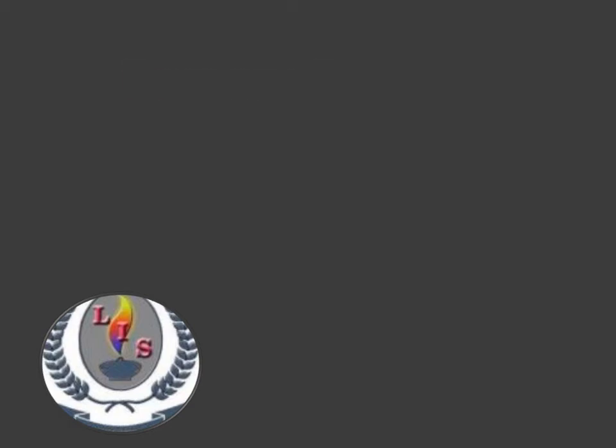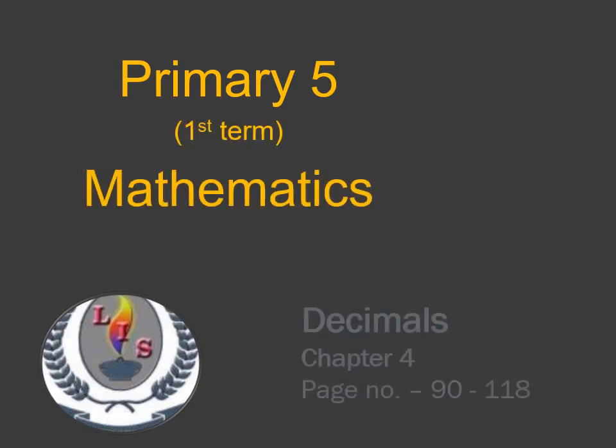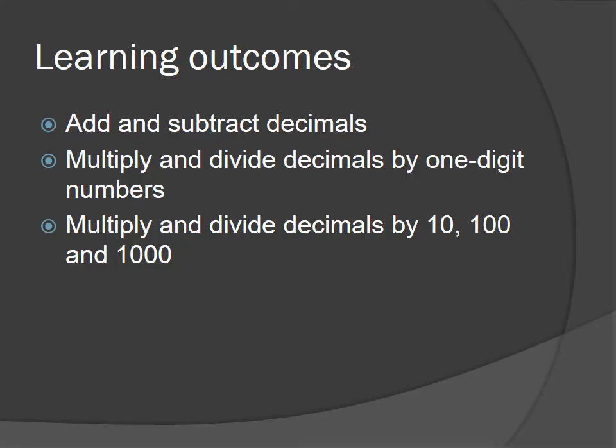Hello children, today I am going to teach primary 5 first term maths lesson, decimals, chapter 4, in page numbers 90 to 118. In this chapter we are going to learn how to add and subtract decimals, how to multiply and divide decimals by one digit numbers, how to multiply and divide decimals by 10, 100 and 1000.